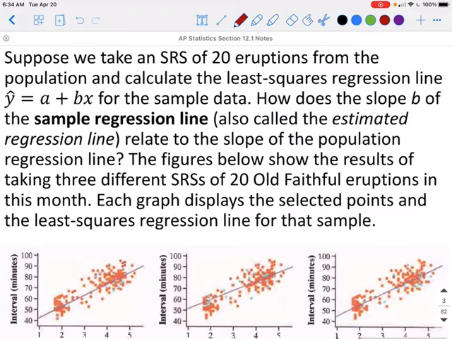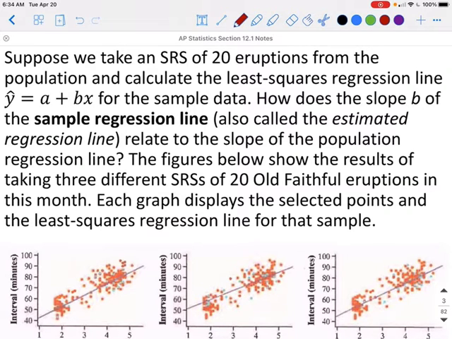Suppose we take a simple random sample of 20 eruptions from the population and calculate the least squares regression line, y hat is equal to a plus bx, for the sample data. How does the slope b of the sample regression line, also called the estimated regression line, relate to the slope of the population regression line?